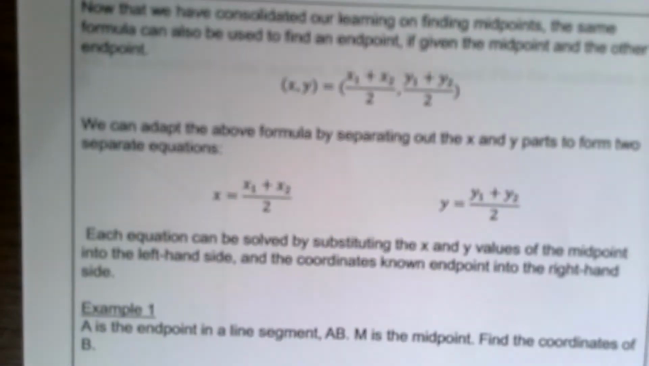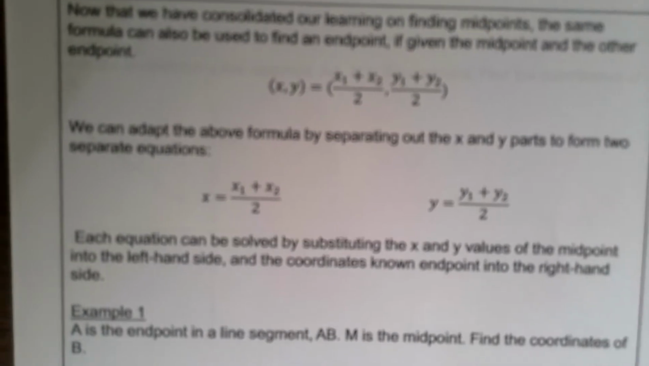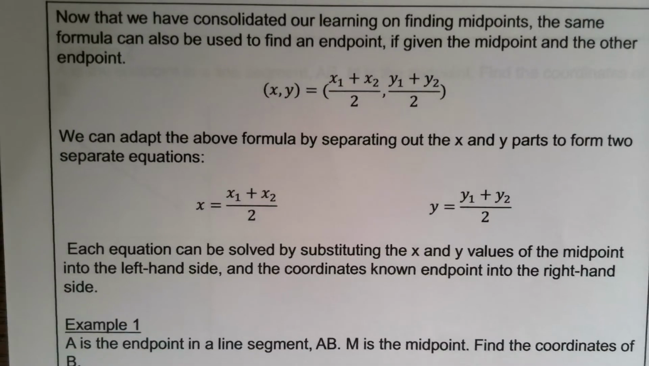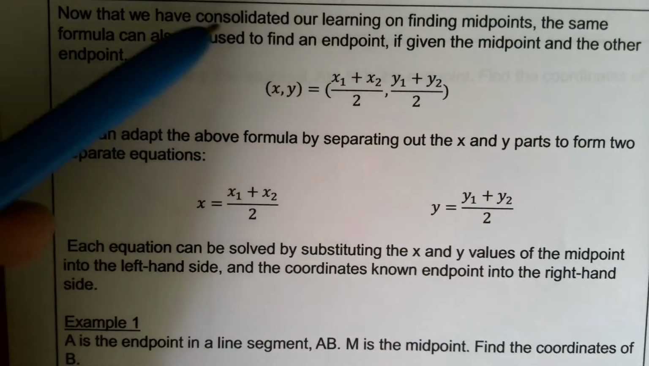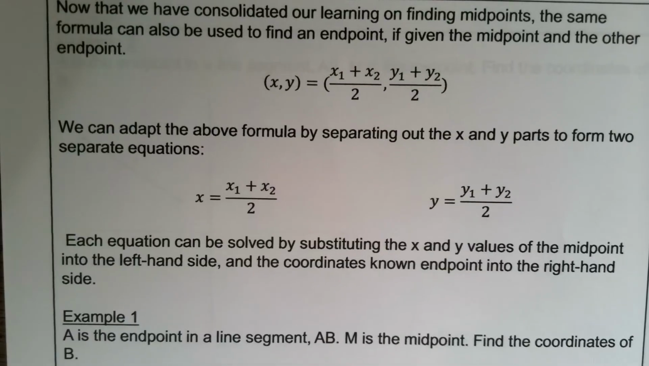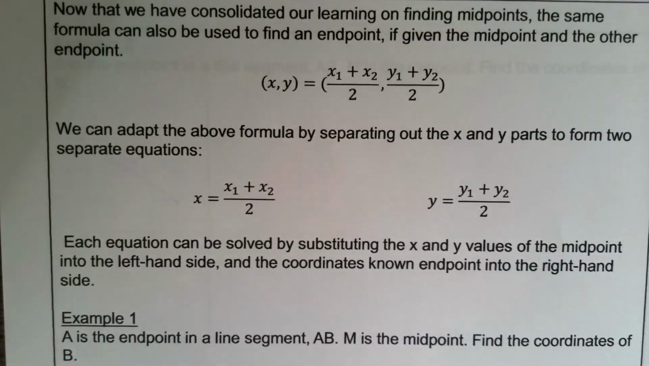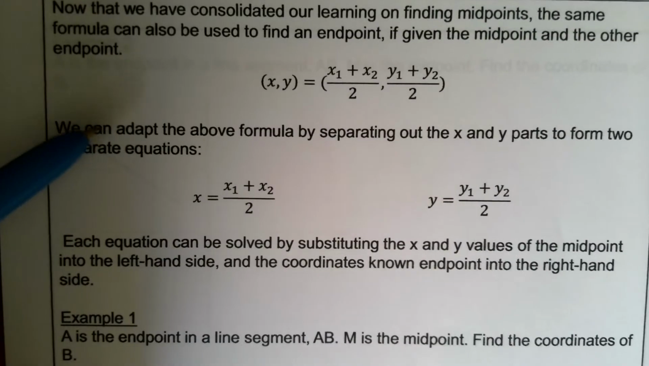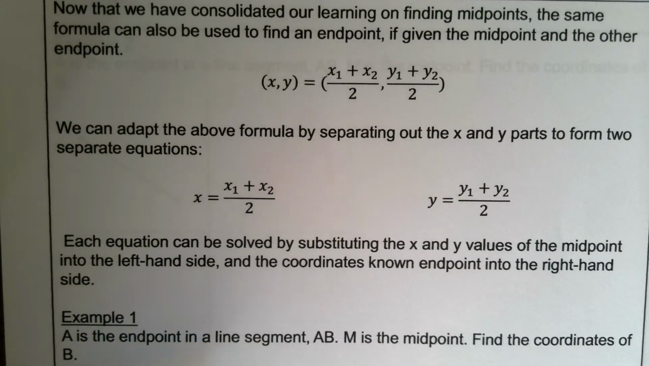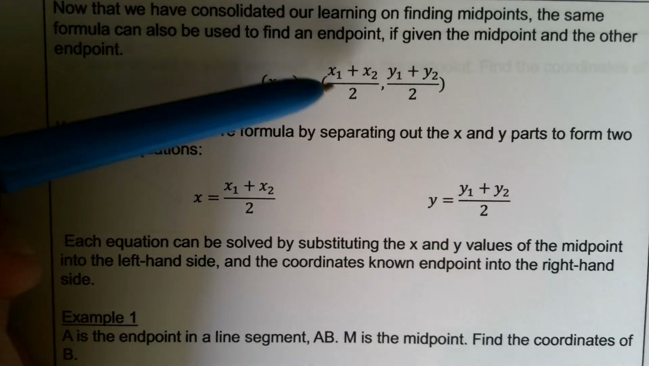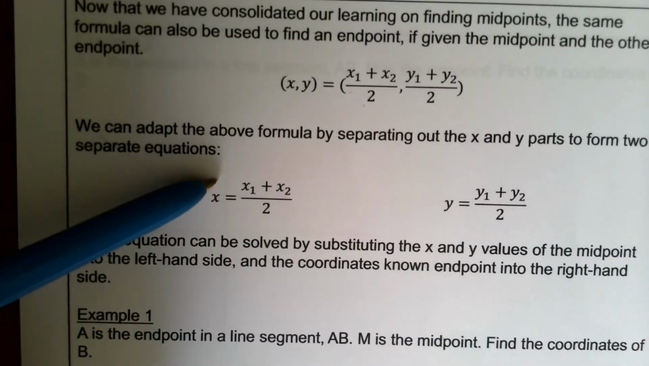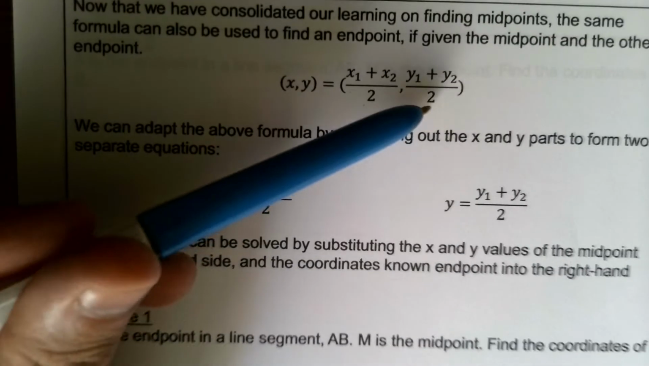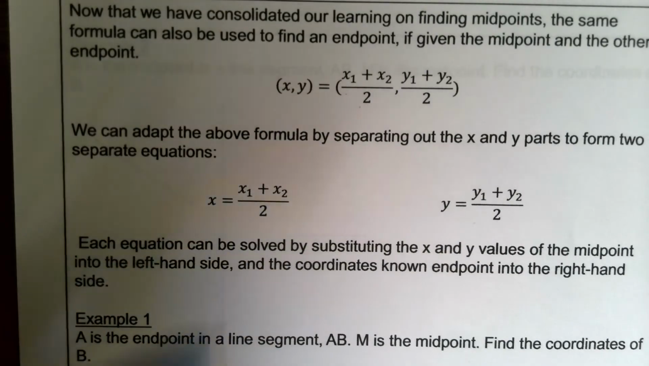Again, we need to retain our formula. So we've just recapped on the work we did last time. We can use the formula again to find the endpoint if we know the midpoint and the other endpoint. So what we can do is split the formula into the x part and the y part. You can see here, look, taking the x1 plus x2 all over 2, and I've just set that equal to x, and then the same for the y part as well. So essentially we split it in half.